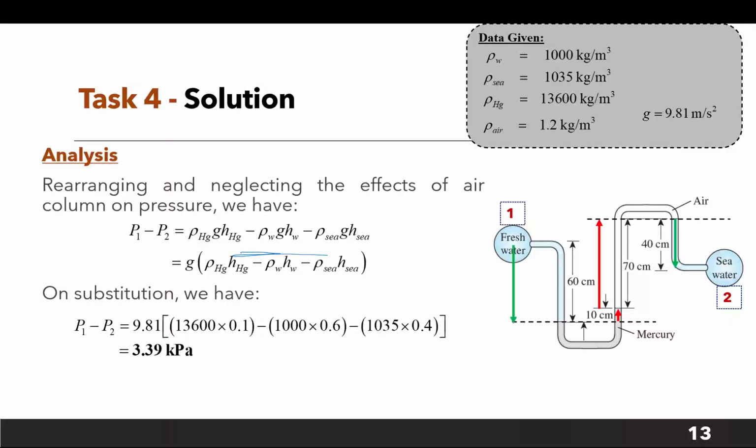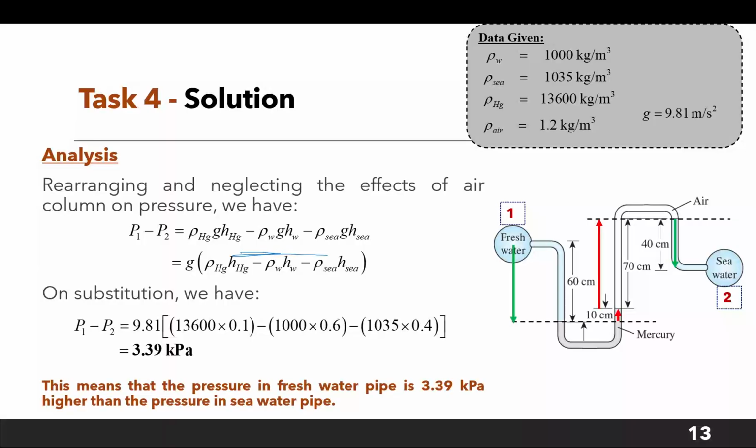I hope it makes sense. 3.39 kilopascal. Now, this means that the pressure in the fresh water is 3.39 higher than the pressure in the seawater pipe, because of how we rearranged it. So if we had done it P2 minus P1, it would have been negative. So we'll say that one is lower, this amount lower than the one in P1. So you need to know how to interpret your result. It's P1 minus that. So if P1 minus P2 gives this difference, it means P1 is higher than that.